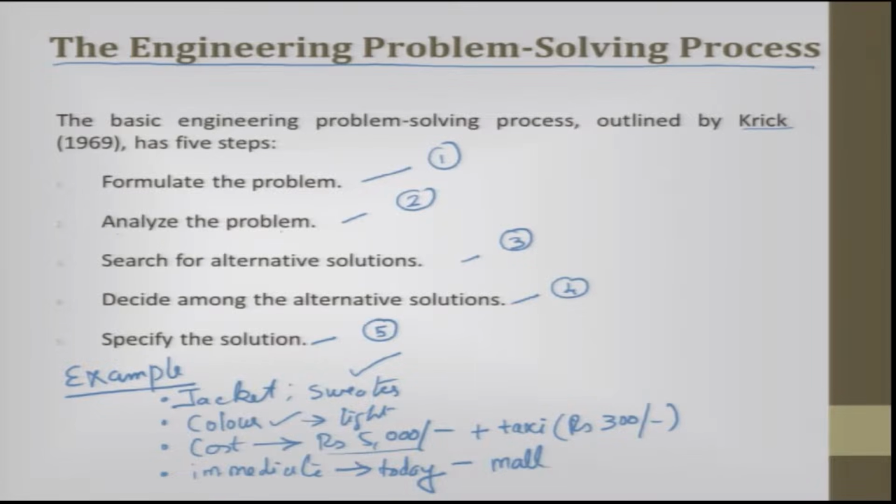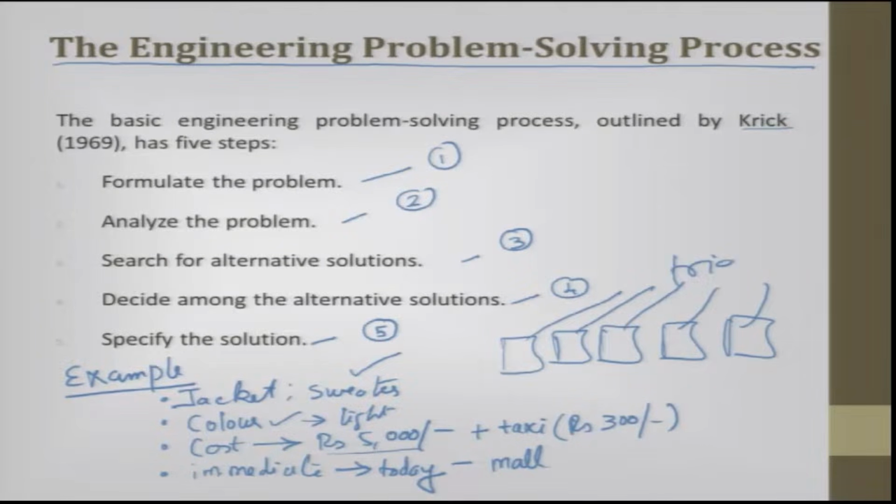So, in the next step, I analyze the problem whatever I have chosen and then I look for alternative solutions. When I walk through the mall, I pick up some 6 or 7 different types of sweaters, say 5, in front of me. And then I go to a trial room, I wear all 5 to see which suits my color, my size, my shape, everything. And then I pick up the right one and come to the billing counter and pay.